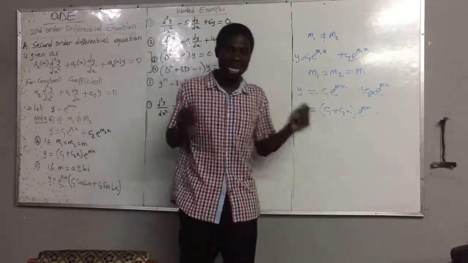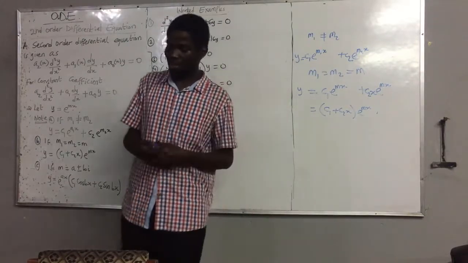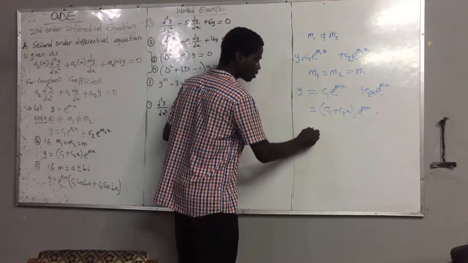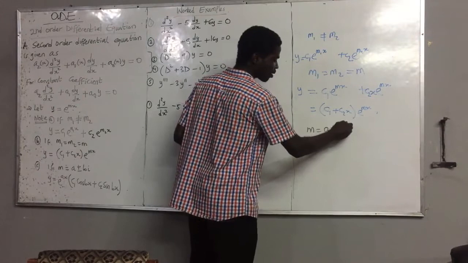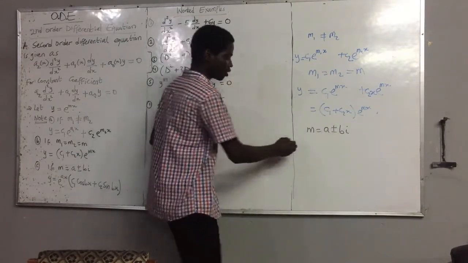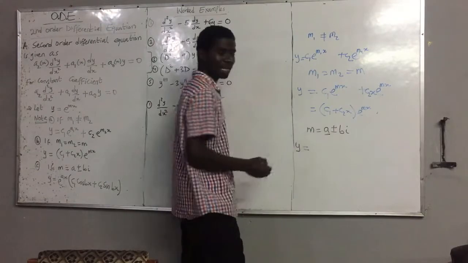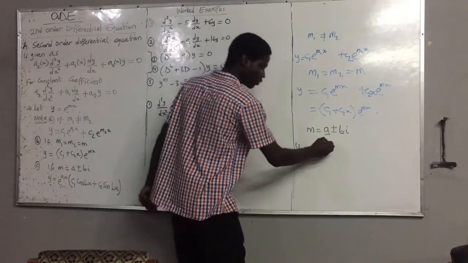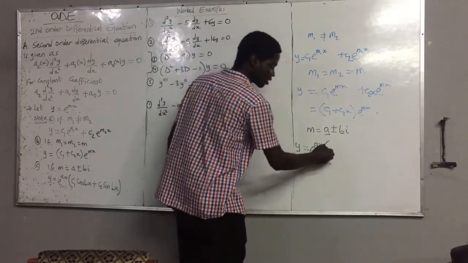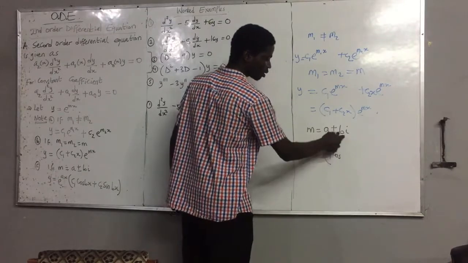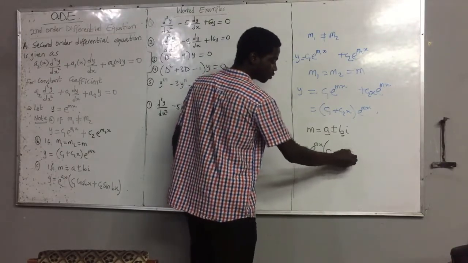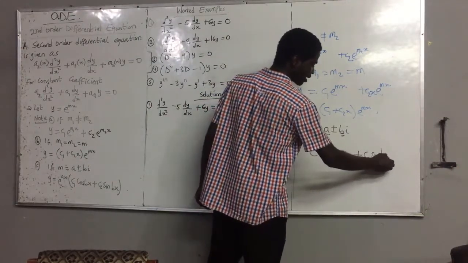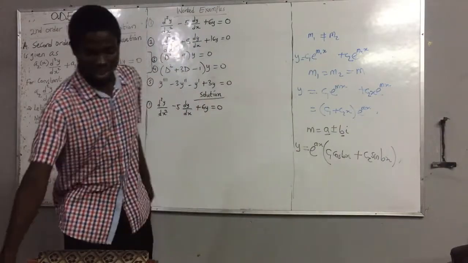Now if you have a complex answer, whenever you are solving a quadratic equation, it's possible you get a complex answer. If your m is equal to a plus or minus bi, what will be your answer? y will be equal to e raised to power ax, you will now open a bracket. Please take note of that. c1 cos bx, don't write bi, just b, plus c2 sine bx. Do you understand? That is just the summary.